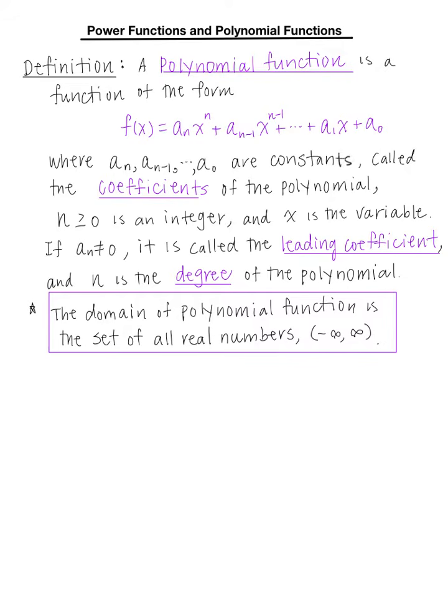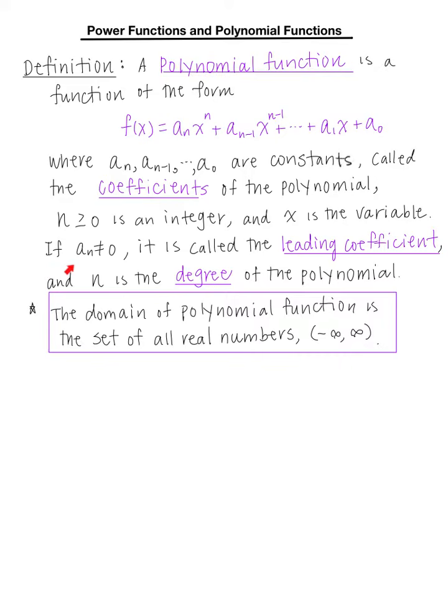So let's first go with the definition. It says a polynomial function is a function of the form f of x equals a sub n x to the n plus a sub n minus 1 times x to the n minus 1 plus and so on, plus a sub 1 times x plus a sub 0, where a sub n minus 1 all the way down to a sub 0 are constants called the coefficients of the polynomial. N must be greater than or equal to 0 and is an integer, and x is the variable.